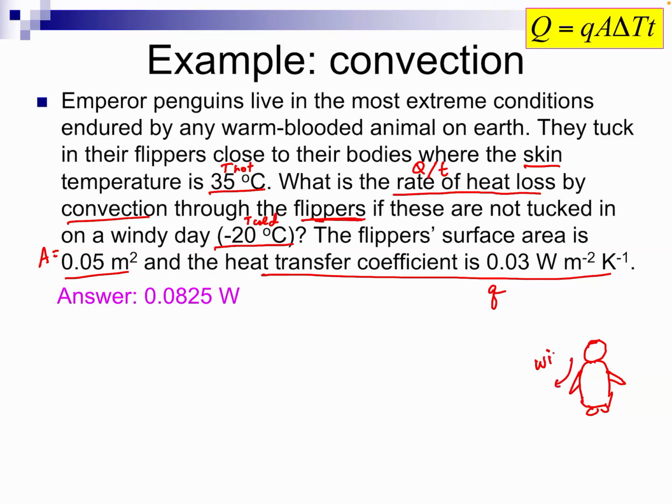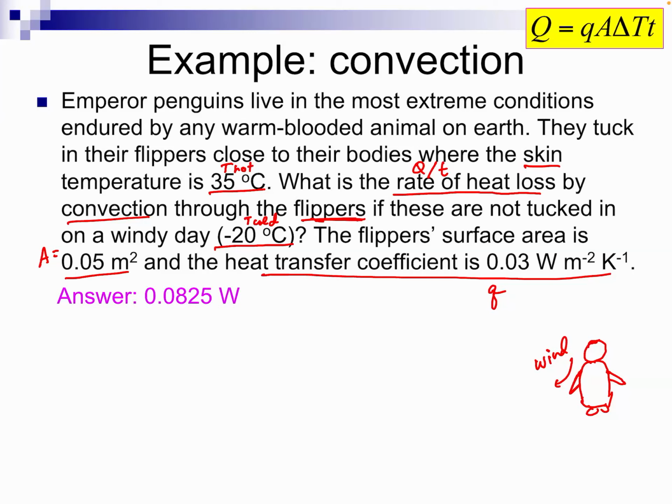So if wind blows over the flippers that are not tucked in, wind will carry away energy from the surface of the flipper skin, right? And this is why it's heat transfer by convection, because you have wind blowing over the flippers, and the blowing wind is a mass movement of air particles that take away heat from the flippers, right?